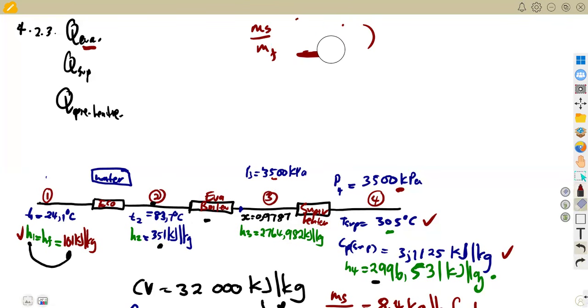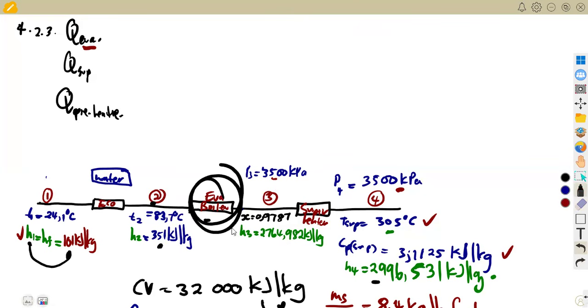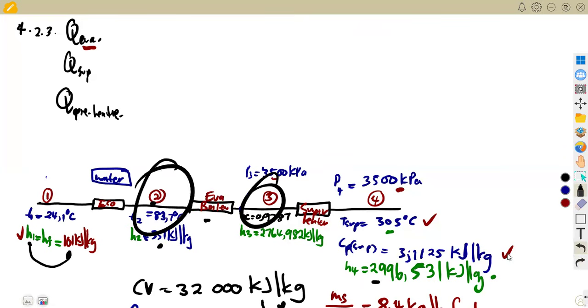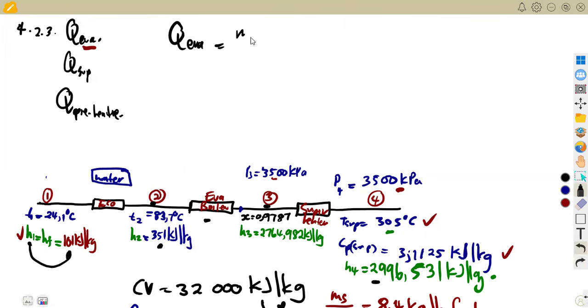You have to be careful on the formula there. Which points are affecting what? The evaporator at its output and at its input. So that means our Q evaporator, according to our diagram, this is 3, this is 2. So it's going to be mass of steam over the mass of fuel times H3 minus H2. That's the part of the evaporator, H3.